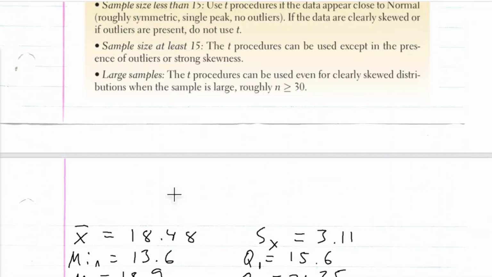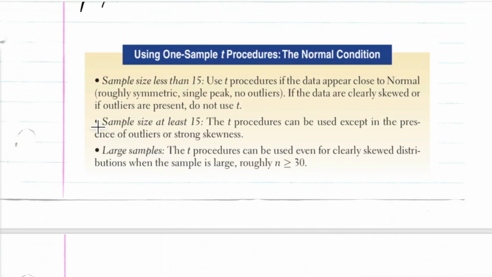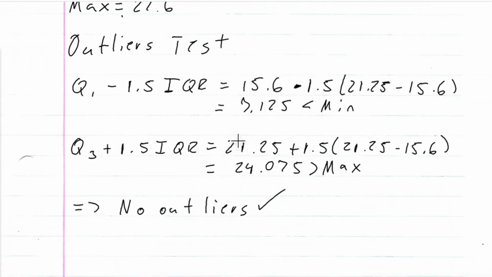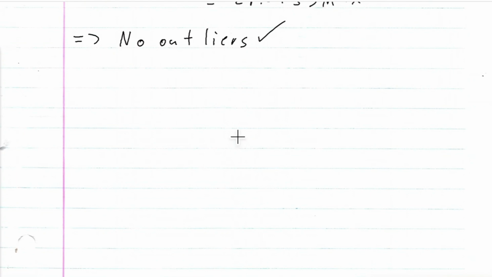So there's actually one more thing we need. Remember, we're in this condition here. If we have a sample size of at least 15, we can use the T procedure except in the presence of outliers or strong skewness. So we have to check if our data has strong skewness or not.